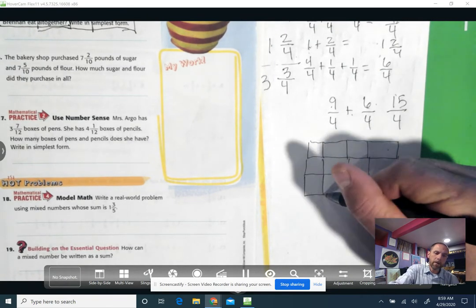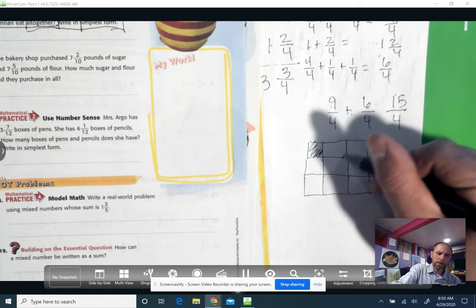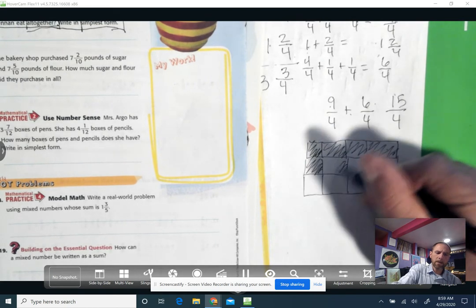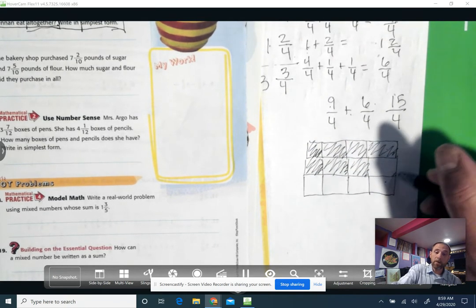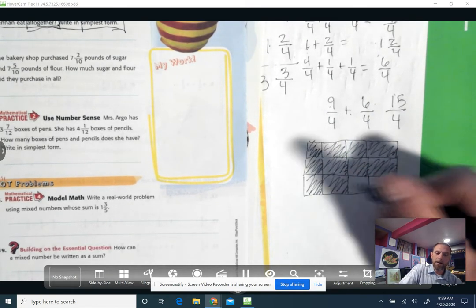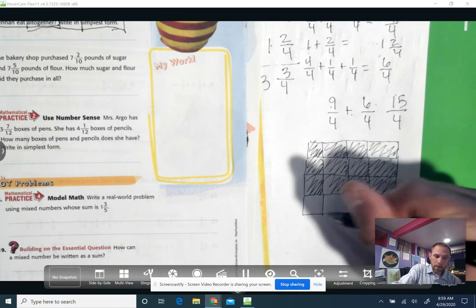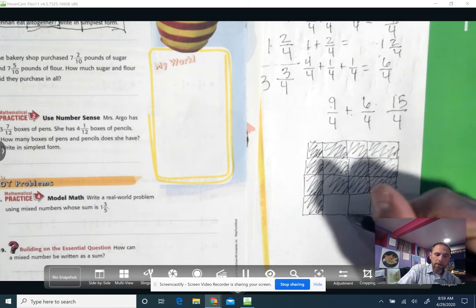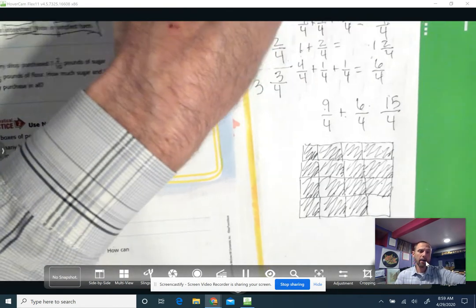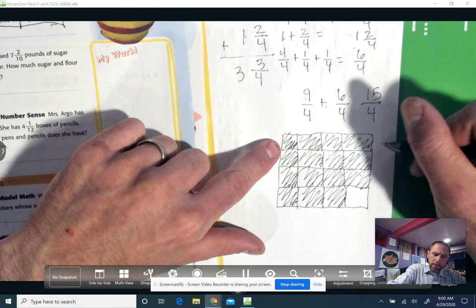One, 2, 3, 4. So we have 1/4, 2/4, 3/4, 4/4, 5/4, 6/4, 7/4, 8/4. Trying to make our 15/4: 9, 10, 11, 12. Oh, we need some more fourths. 13, 14, and 15. So in looking at our 15/4, we have 4/4, which is 1.